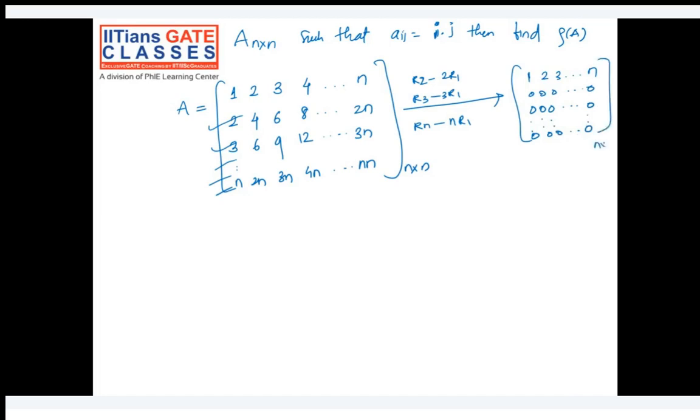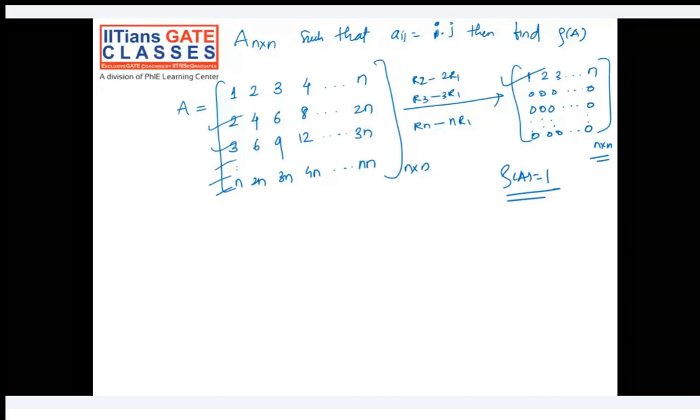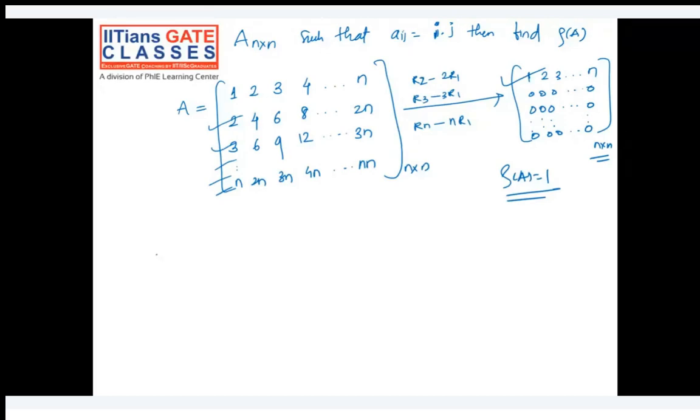Let me give you another question. An n cross n matrix such that Aij is equal to 1 if i is equal to j, and Aij is equal to 0 if i is not equal to j. Find the rank of the matrix. Find the solution for the second question. It's not that difficult.